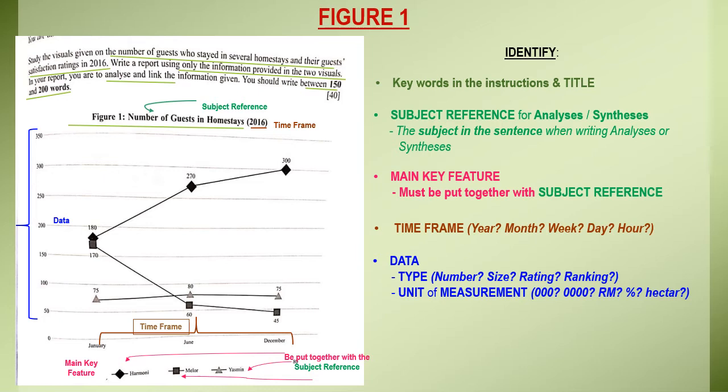In this visual, the data is in the form of a number, which means the subject reference is in the form of a countable noun, or it can be counted.